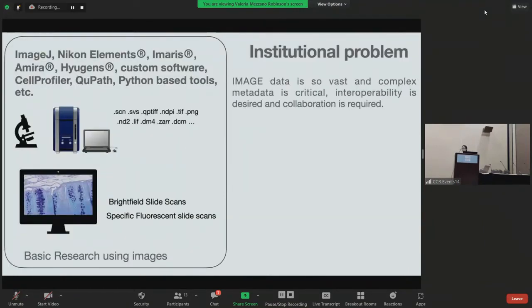Just to give you an overview, and you probably all have seen this, the institutional problem that we had was that the image data keeps growing. There are several formats. How are you going to read these formats? Do you have to go to a core to read them? Who has access to them?